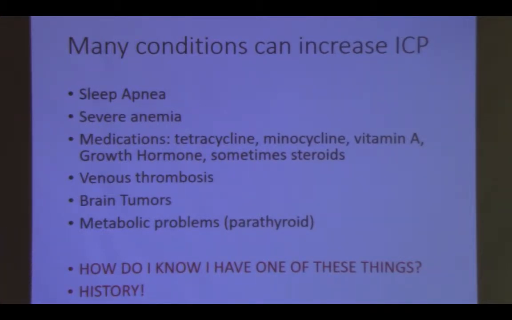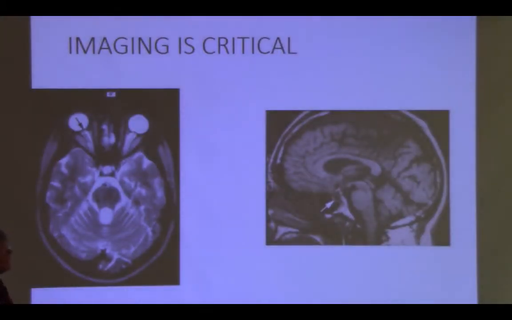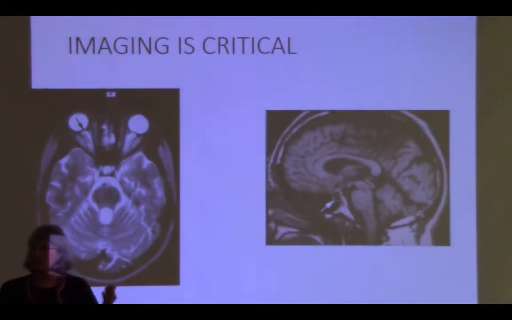How do I know that I don't have one of these things? I'm sure you're asking yourself that question. Well, first, somebody has to take a history and ask about these questions. And these are the important questions to talk about. The second thing we have to do is get imaging.